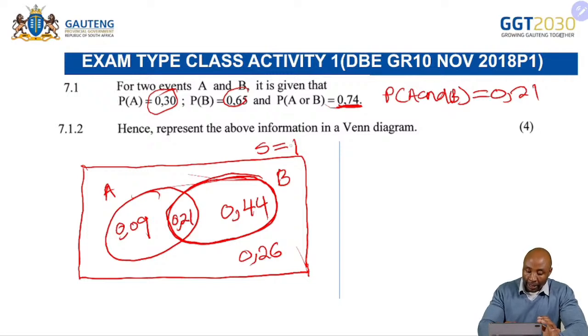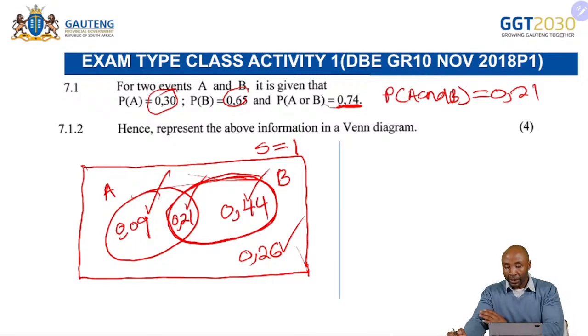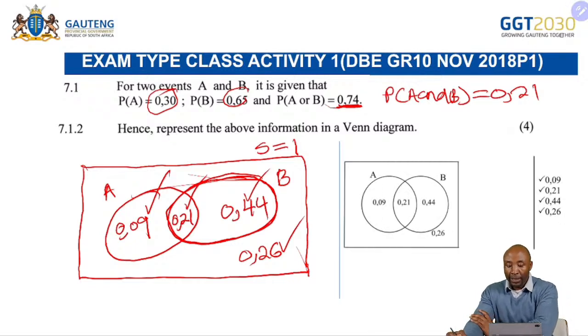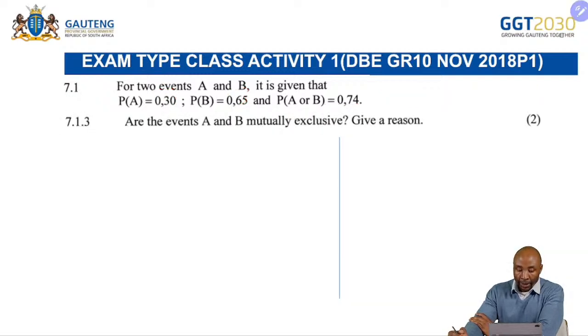So when we mark the Venn diagram, it has a 0.1, intersection 0.22, 0.4, and the 0.26 outside. It must be a proper Venn diagram, then you will get your 4 marks there, as you can see. We move on to the next question, 7.13. Are the events A and B mutually exclusive? Give a reason for an answer.